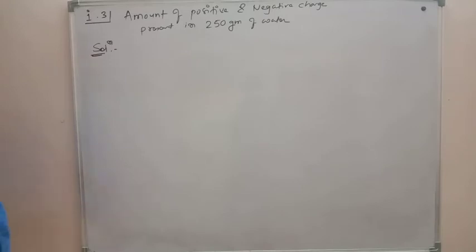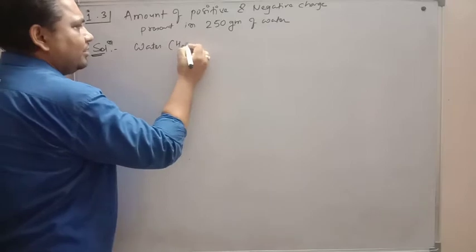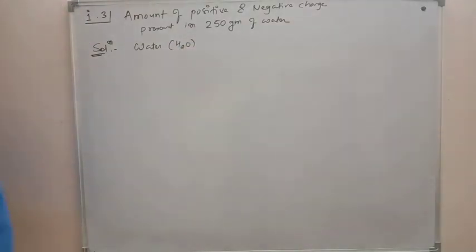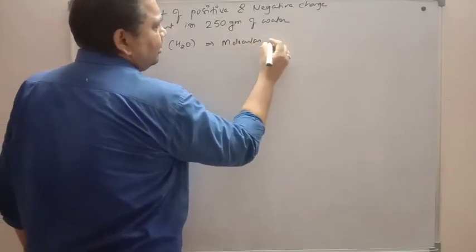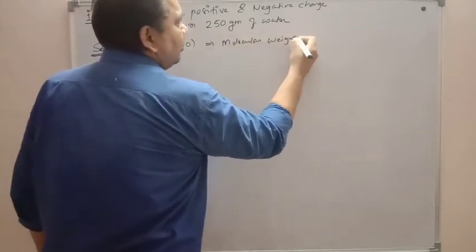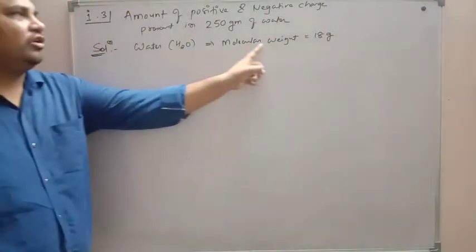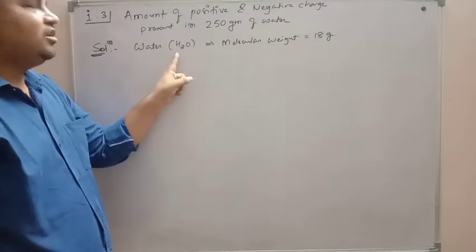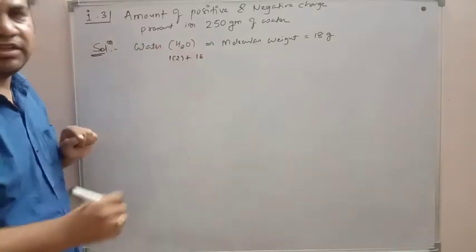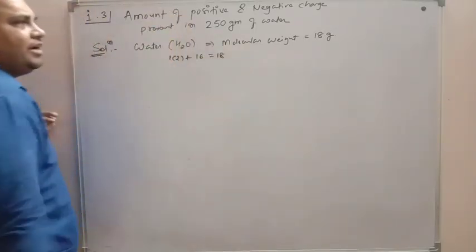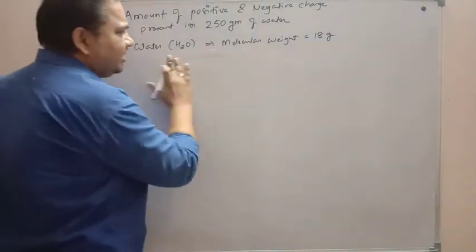We all know that water, that is H2O, has a molecular weight of 18 gram. Molecular weight of water H2O: for hydrogen it is 1, so 1 into 2 plus oxygen, it is 16. So 16 plus 2, it is 18. Molecular weight of water is 18 gram.